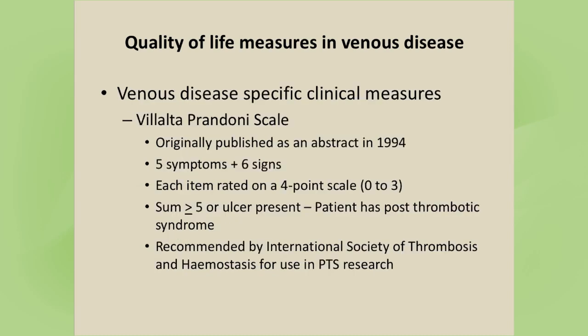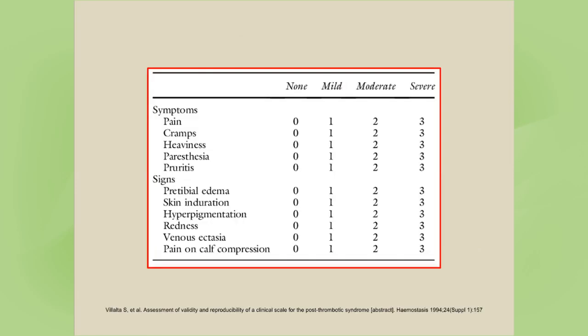The Villalta-Prandoni scale, originally published as an abstract in '94, includes 5 symptoms and 6 signs. Each item is rated on a 4-point scale, 0 to 3. If you have a score of 5 or more, or an ulcer present, then the patient is deemed to have post-thrombotic syndrome. And this instrument was recommended by the International Society of Thrombosis and Hemostasis for use in PTS research.